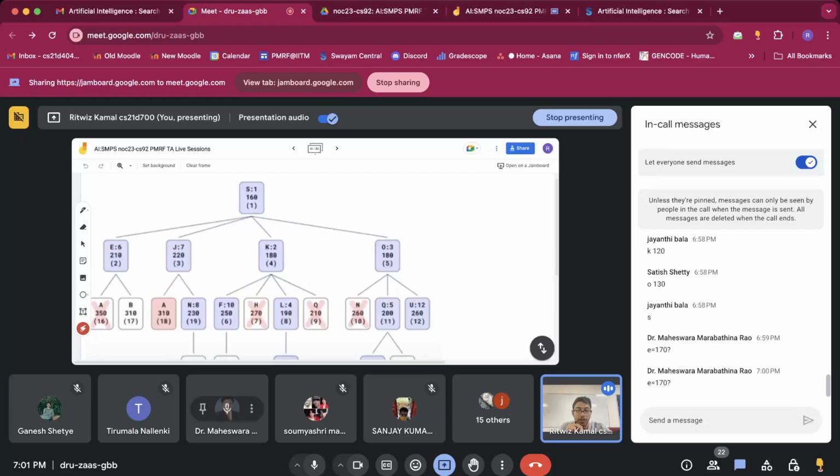Yes, we just figured. So E has 170, but we also have to add the actual cost of going from S to E, right? Which is 40. So the total cost becomes 170 plus 40, which is 210, right? That's how we got these costs of 220 and 180 and 180 for J, K and O respectively.